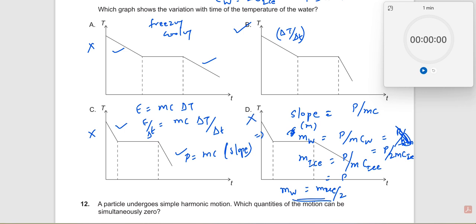I hope you understand this, or otherwise you can always put me in the comments. I can make a detailed video on this. Okay, let us move on to the 12th problem.